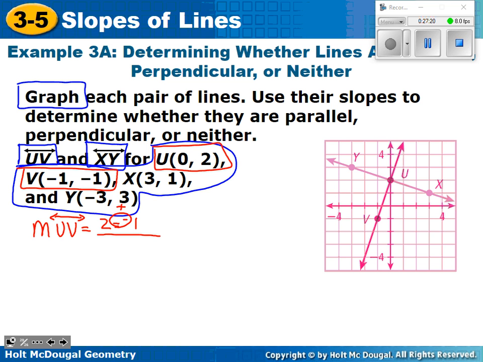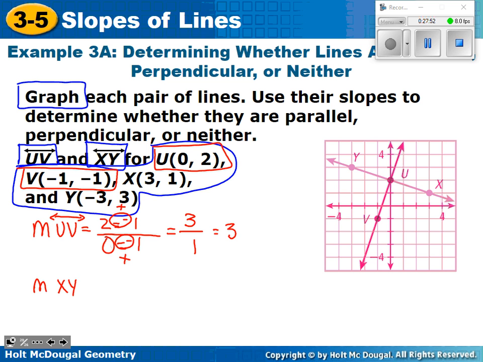What's going to go on the bottom, Sydney? Okay, it wouldn't just be 0 and negative 1. Very good. 0 minus negative 1. And what's that going to mean since it's minus a negative? Add. Good. Plus. So what is 2 plus 1 on the top? 3, and 0 plus 1 on the bottom? 1, and 3 over 1 is just 3. Okay? Now we need to find the slope of XY.